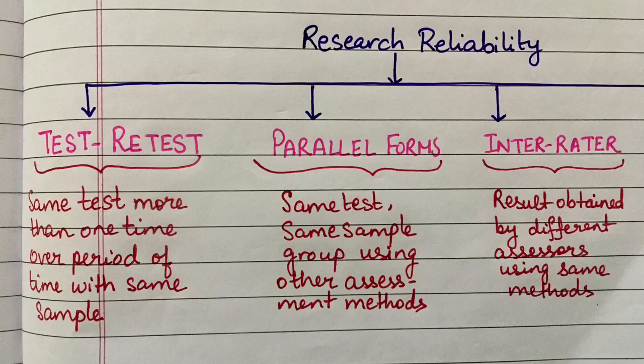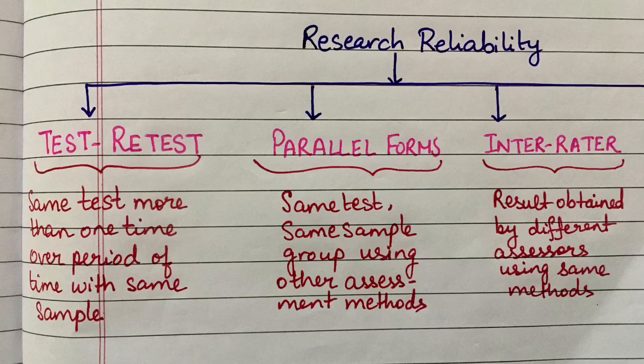And then the third type is inter-rater reliability. As the name indicates, it relates to the measure of a set of results obtained by different assessors using the same method. You use the same method, for example, the survey method or the in-depth interview method, but this time there will be different assessors, which means two different people will assess the results.